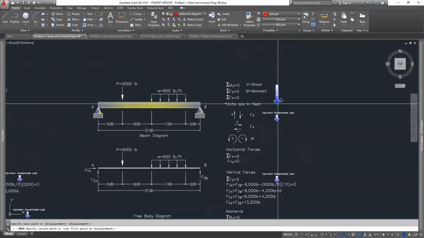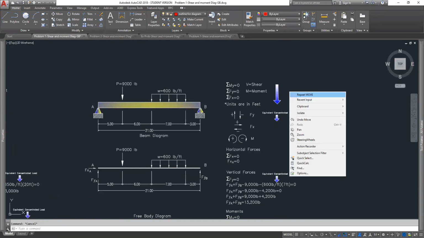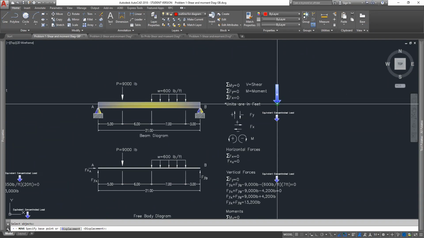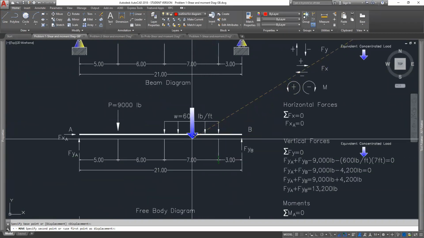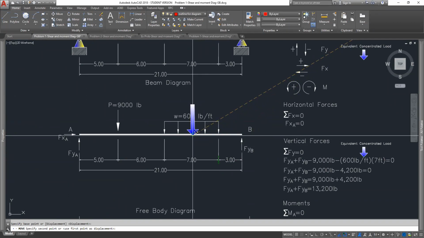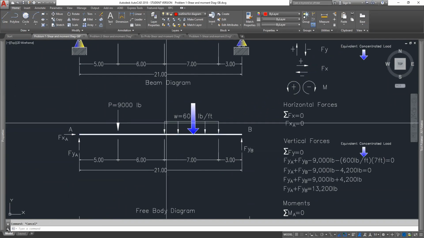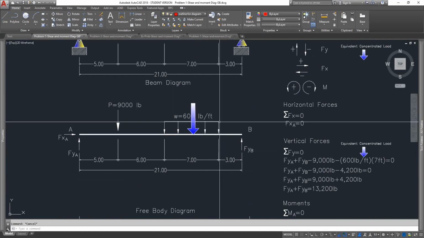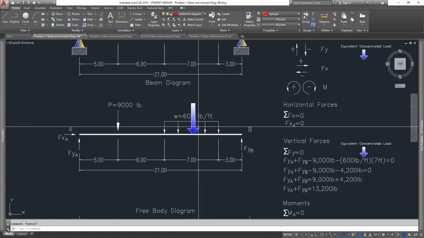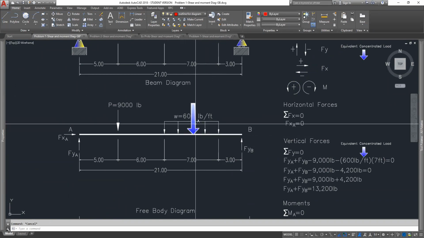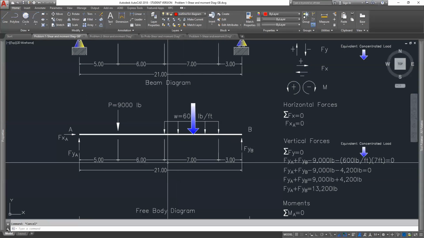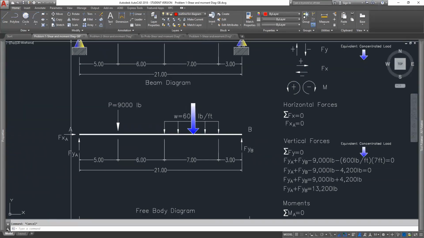So what I'm going to do is I am going to go ahead and move this guy. And where do you think it would occur? Anybody? At the center of that load, right? At the center of the load. Because it is not a variable load. It is a constant load going all the way across. So if you were to load a beam this way, that equivalent concentrated load is in here. So it's going to be 3.5 feet in there from there.